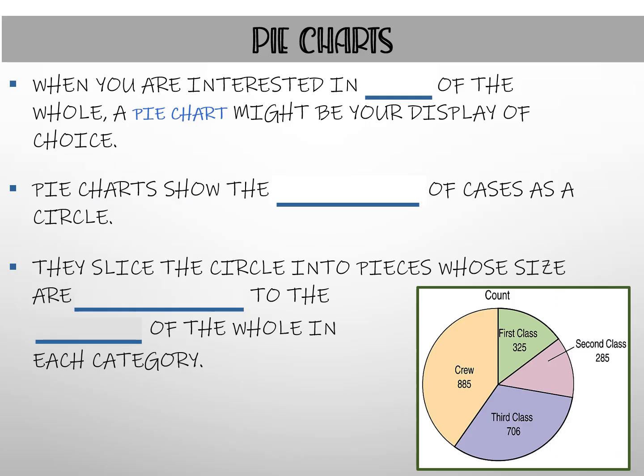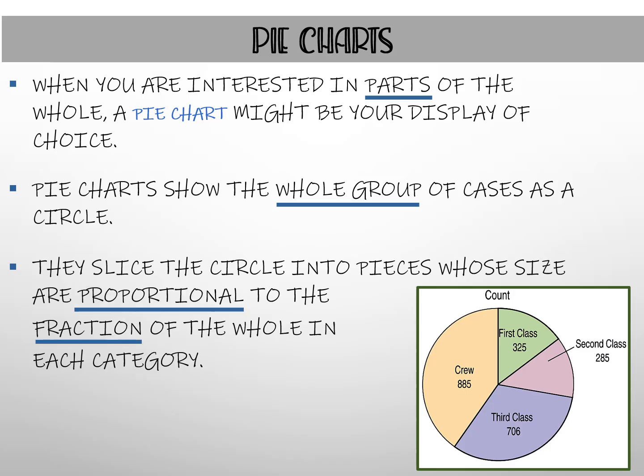Pie charts. When you are interested in parts of the whole, a pie chart might be your display of choice. Pie charts show the whole group of classes as a circle. They slice a circle into pieces whose size are proportional to the fraction of the whole in each category.